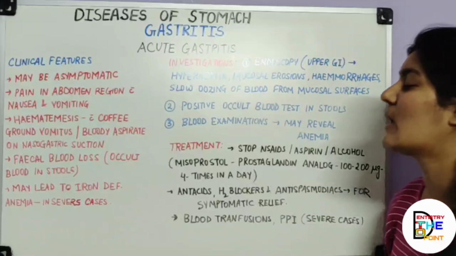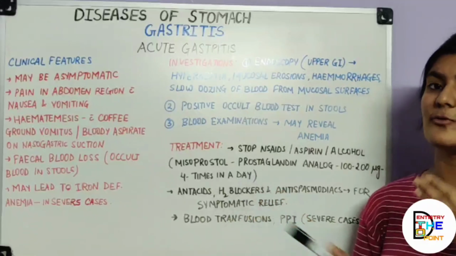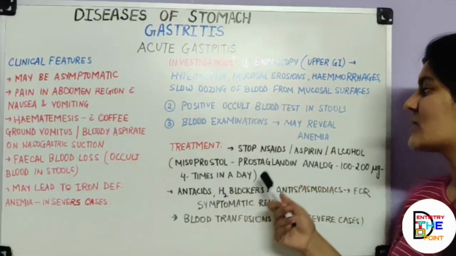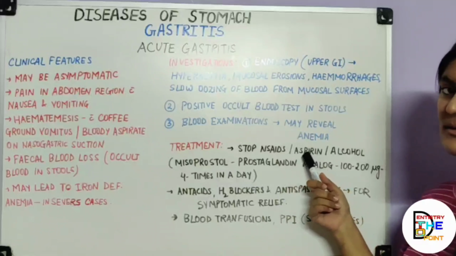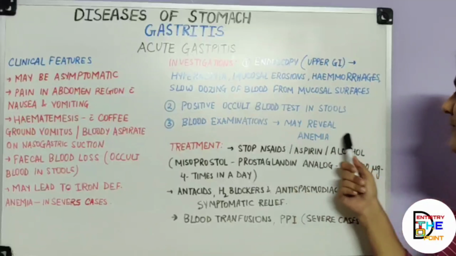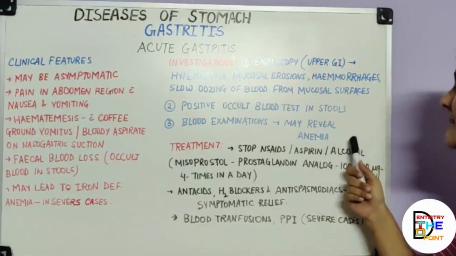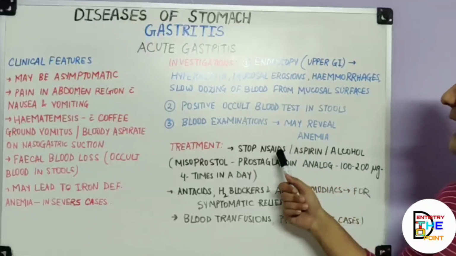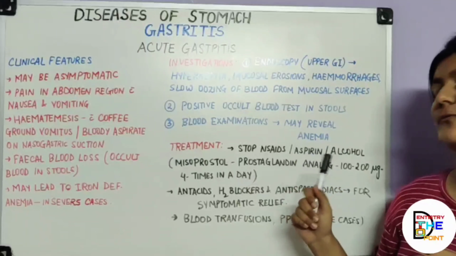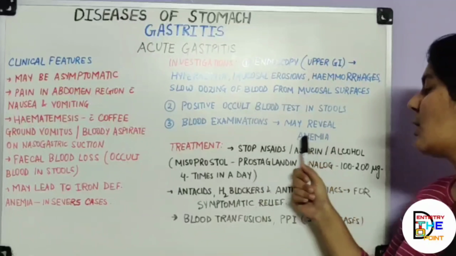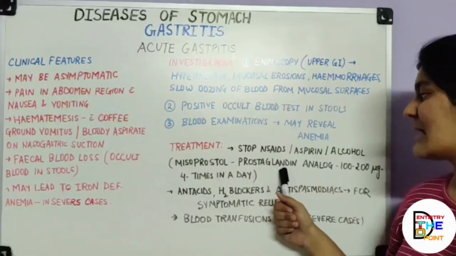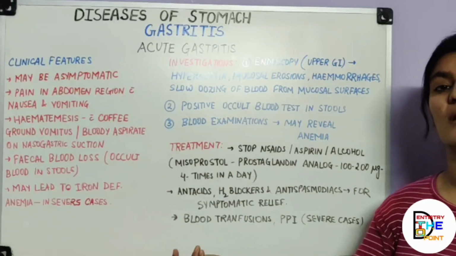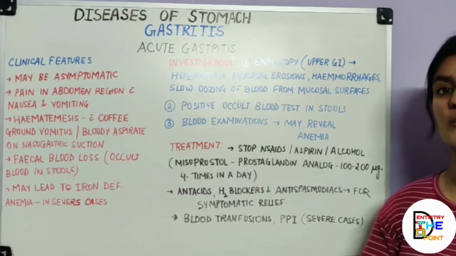Moving on to the treatment for acute gastritis, obviously you have to first treat the underlying cause, which is your NSAIDs and aspirin, the most important cause. Also, if there is excessive consumption of alcohol, that also has to be stopped. So, as मैंने भी बताया था, in pathology I've told that NSAIDs and aspirin inhibit prostaglandin secretions, which in turn inhibit your bicarbonate production.